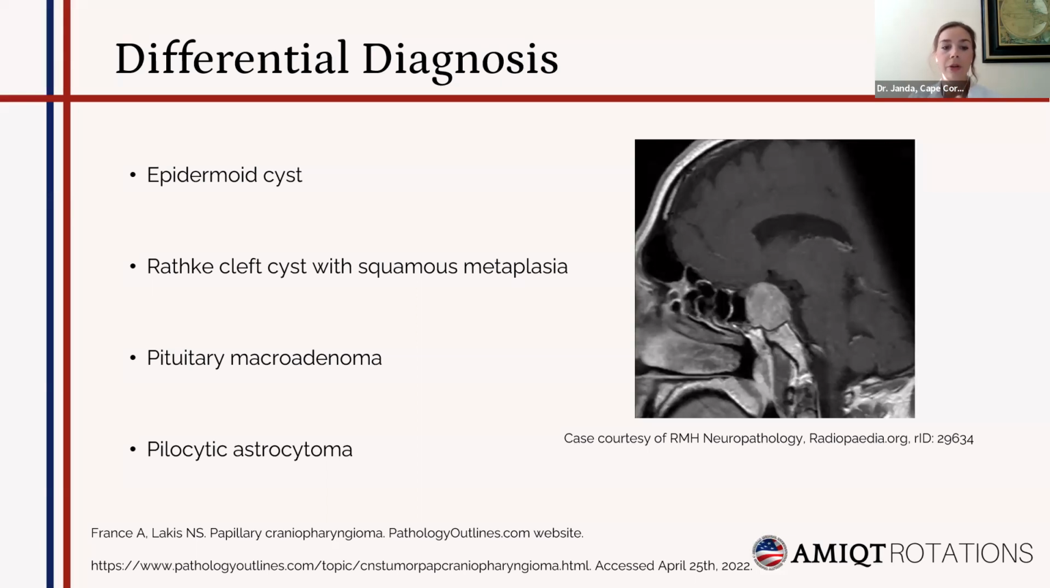The pituitary macroadenoma is also a very important differential to know due to the similar location, although it's usually more intrasellar, as can be seen right here on the picture on the right. And the ACP, like mentioned before, can be confused with the pilocytic astrocytoma because they both show the gliosis and Rosenthal fibers.